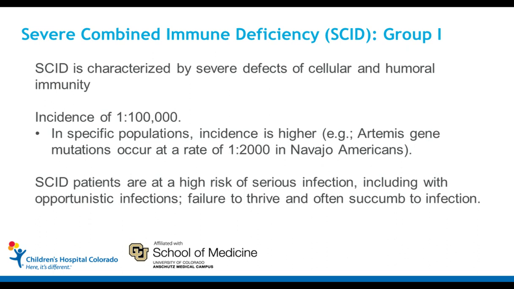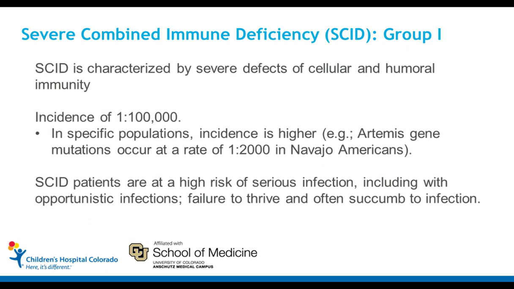So here's an example of the Artemis gene that is involved in the development of these immune cell populations. These mutations occur at a much higher rate in Navajo Americans. And so while we might say the global incidence is much lower, when we do look at specific populations, particularly populations where there may be consanguinity, the incidence of some of these mutations can be much higher.